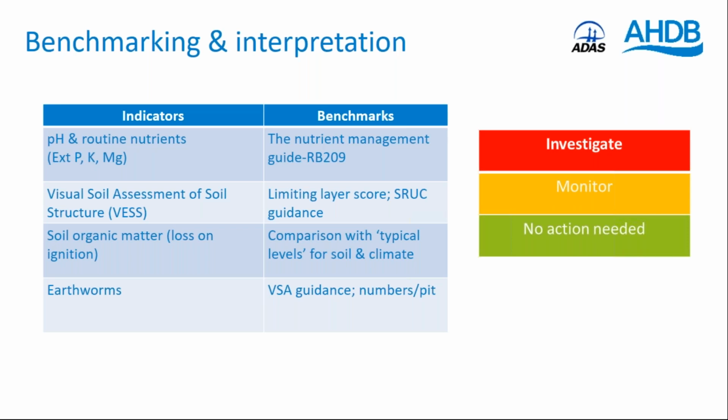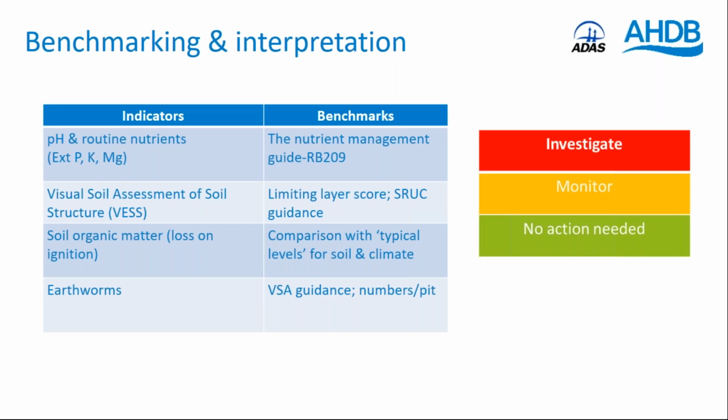For soil organic matter, we're using a slightly different approach. We compare what we see with a loss on ignition measurement to what is typical for that soil type and climatic region. We broadly separate soils into light, medium and heavy, with heavy soils expected to have higher organic matter contents. The climatic regions are dry, medium and high rainfall areas, so wetter areas are expected to have higher organic matter levels.